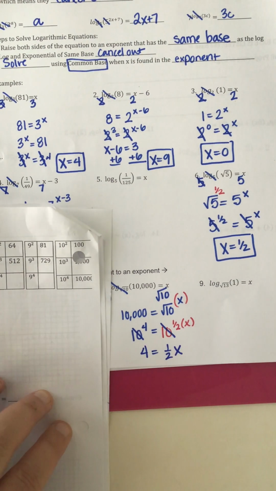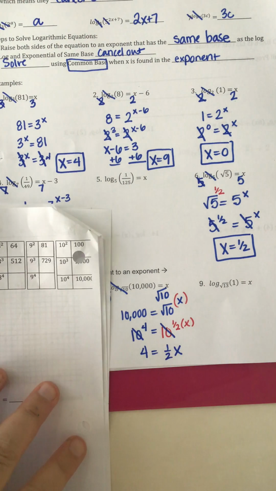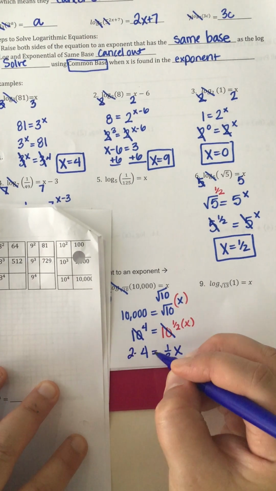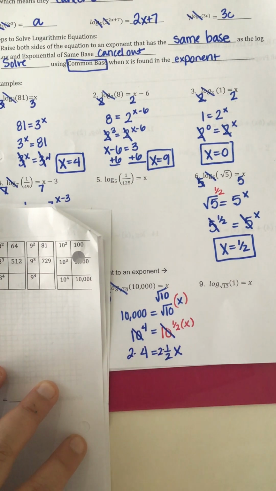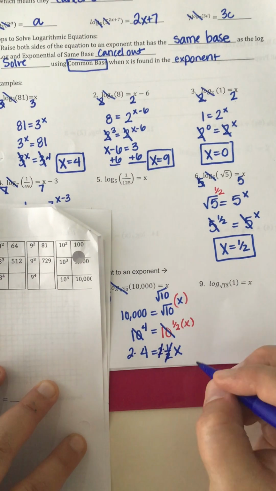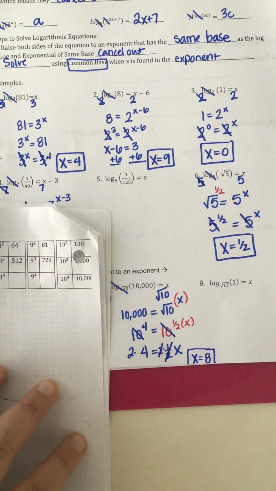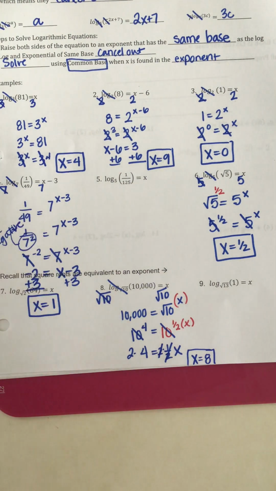Now, half of x is x divided by 2. How do we undo divide by 2? Multiply by 2. So I would times by 2 here, times by 2 here. And what is 2 times 4? So x would be 8. Very good. All good on that?